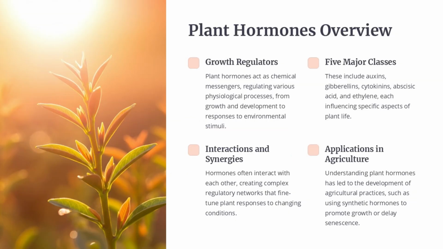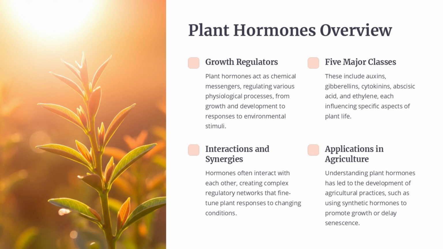Plant hormones are chemical messengers that regulate various physiological processes in plants, from growth and development to responses to environmental stimuli. There are 5 major classes of plant hormones: auxins, gibberellins, cytokinins, abscisic acid, and ethylene, each influencing specific aspects of plant life.